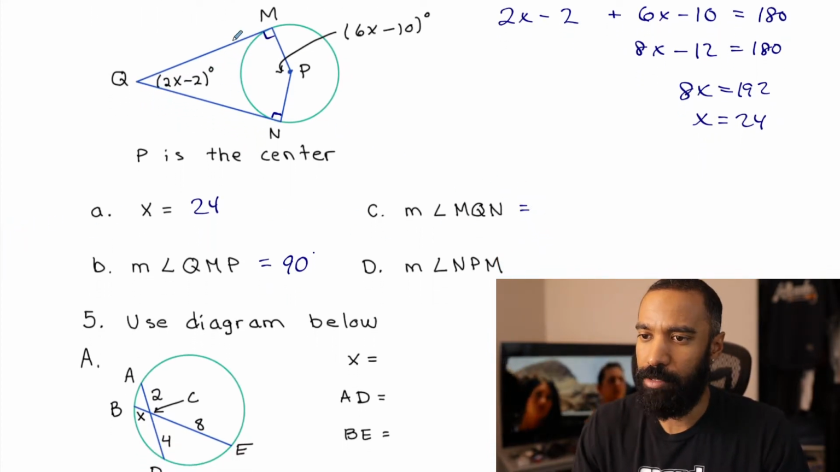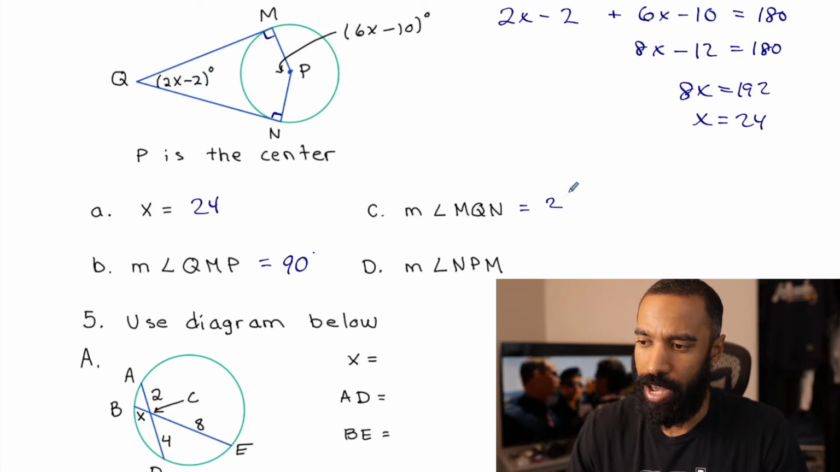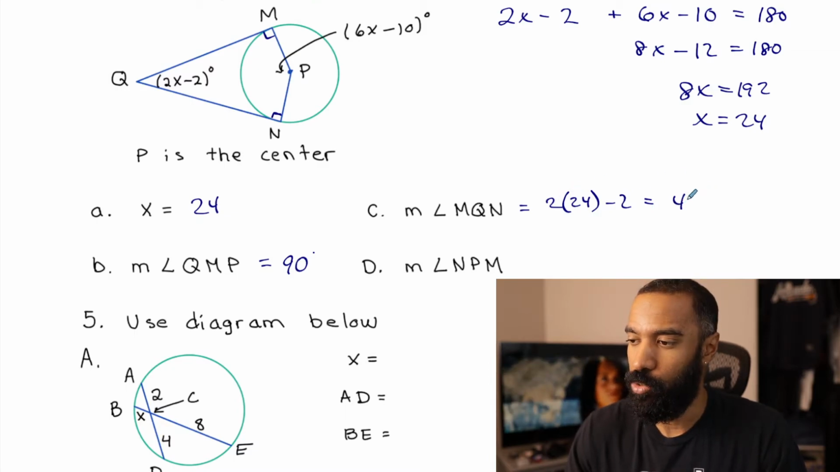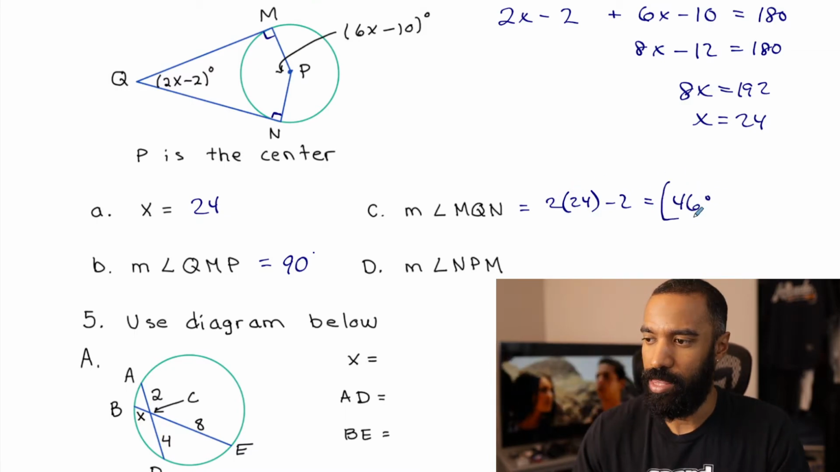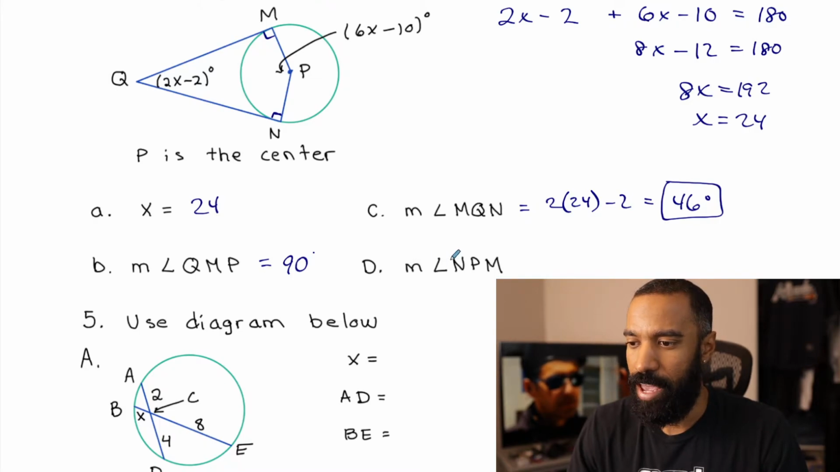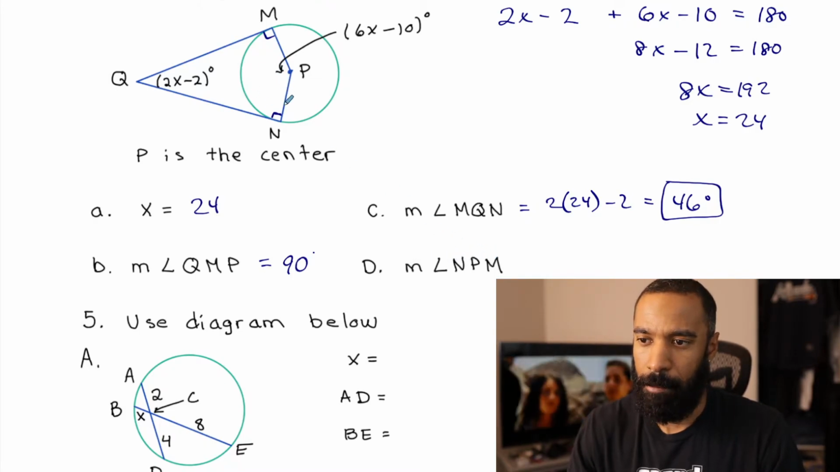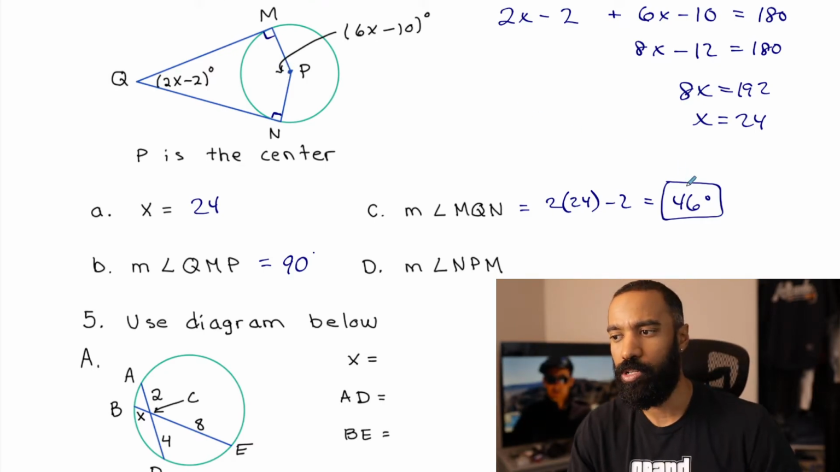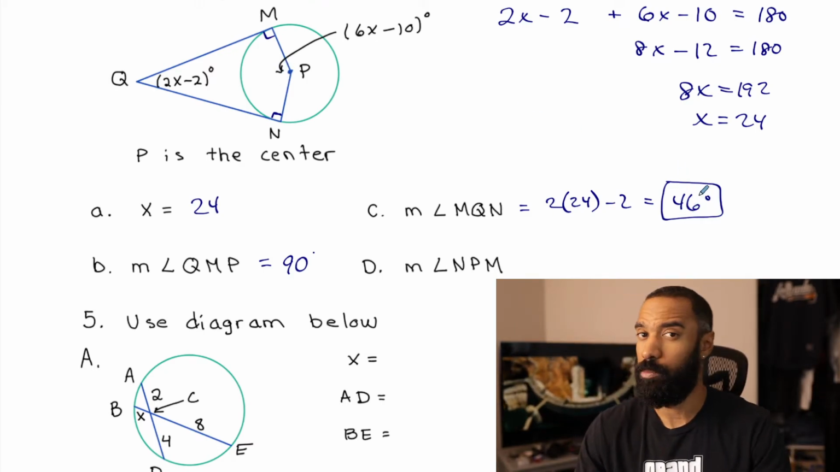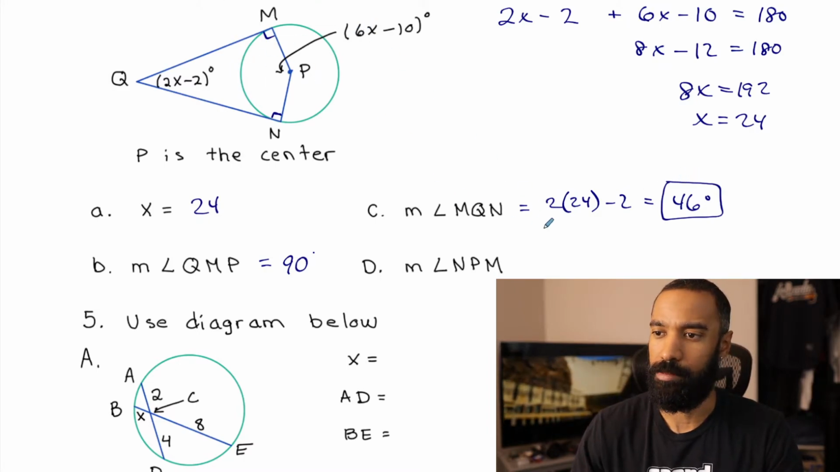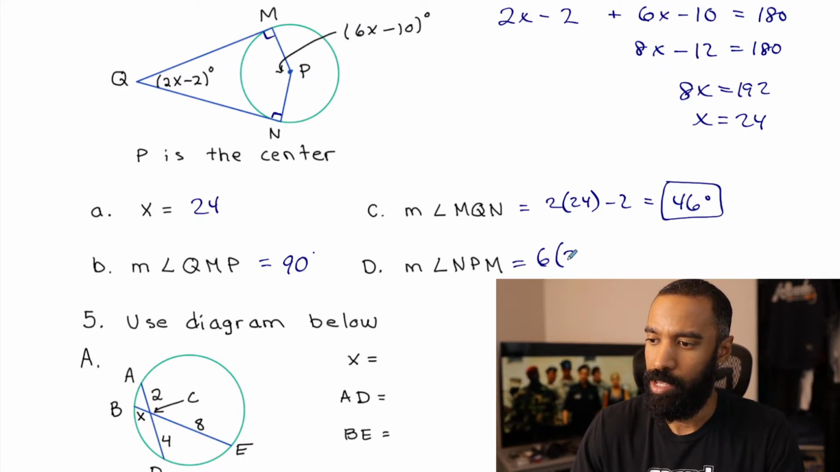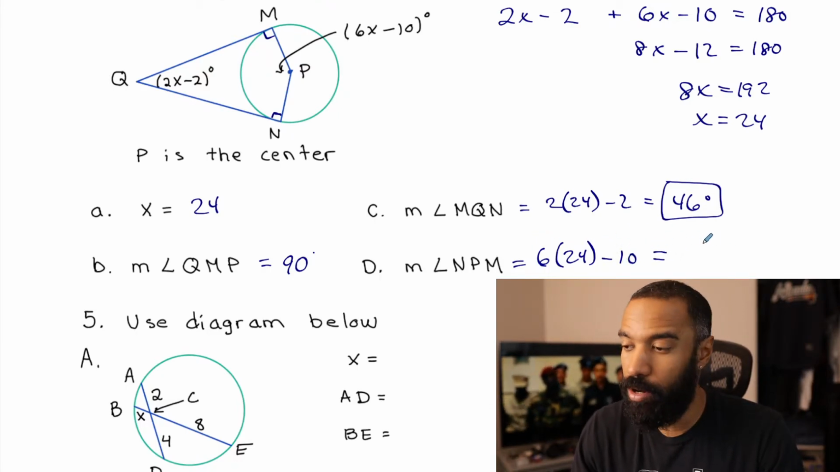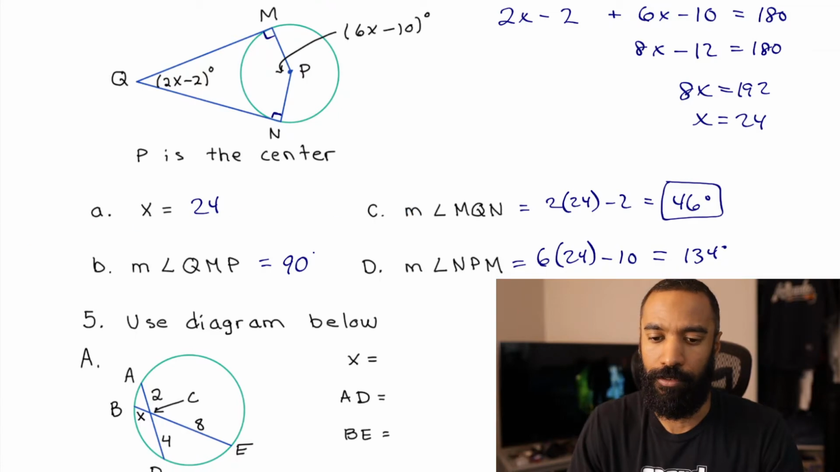So measure of angle MQN is 2 times 24 minus 2, which is 48 minus 2, which is 46 degrees right there. And then measure of angle NPM. NPM is the central angle right here. So you have two options. You can do 180 minus 46, which should be 134. Or we can substitute the 24 into here as well. 6 times 24 minus 10. 6 times 24 is 144. Minus 10 is 134 degrees.